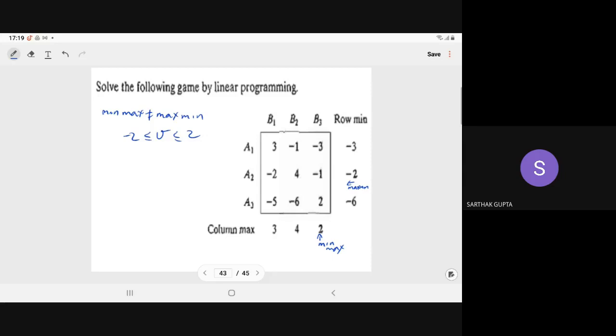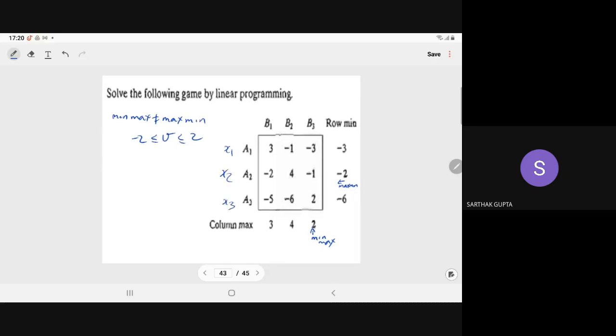Now we have to check the dominance rule. If the dominance rule is not applicable, you cannot apply the graphical solution. If the dominance rule is applicable, then you can reduce the size of the payoff matrix and apply the graphical method. Assuming you cannot reduce the matrix, first we associate probabilities with each strategy. Let x1, x2, x3 be the associated probabilities corresponding to strategies a1, a2, a3, such that x1 plus x2 plus x3 is equal to 1, and y1, y2, y3 are the associated probabilities corresponding to pure strategies b1, b2, b3, such that y1 plus y2 plus y3 is equal to 1.